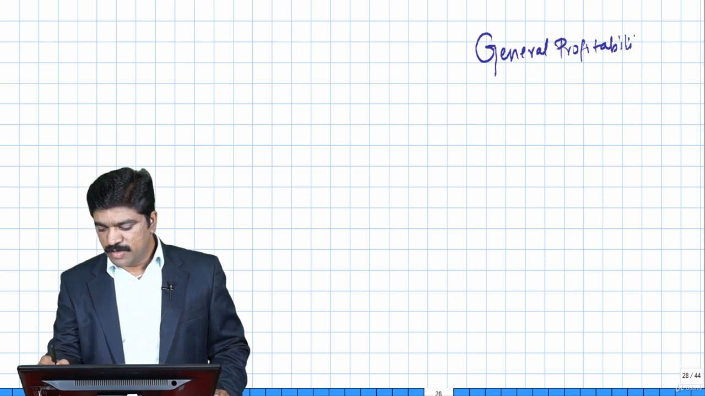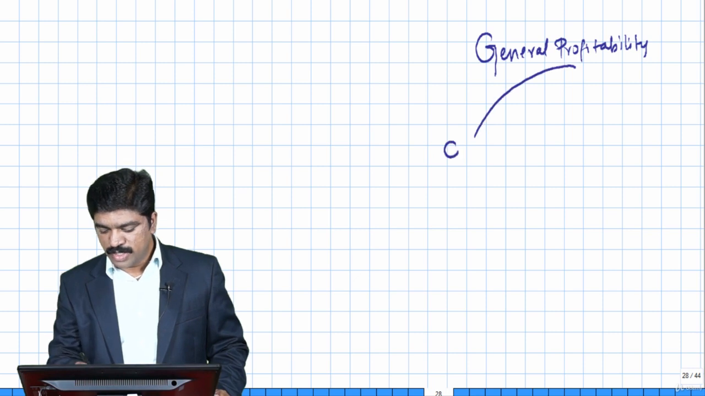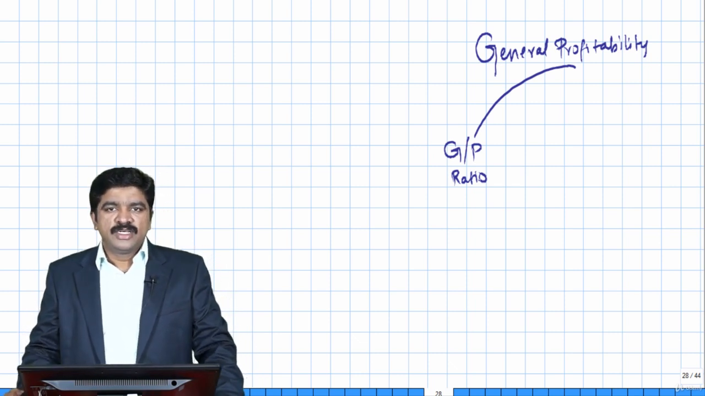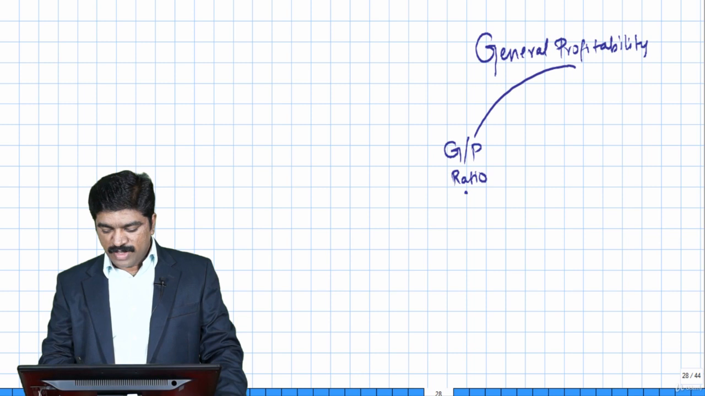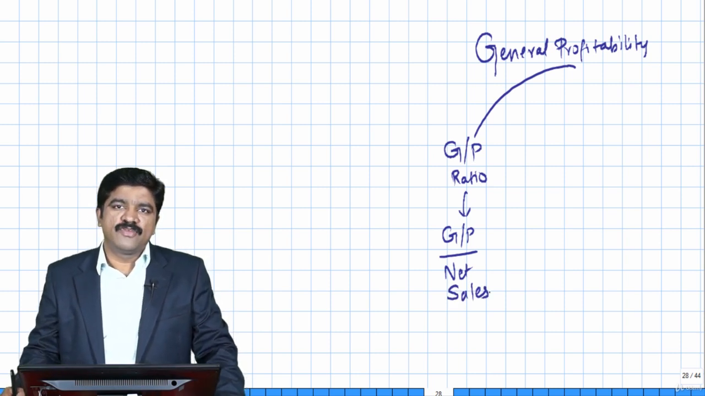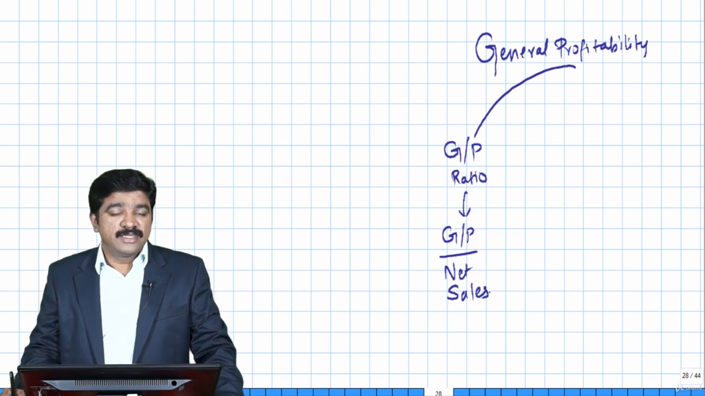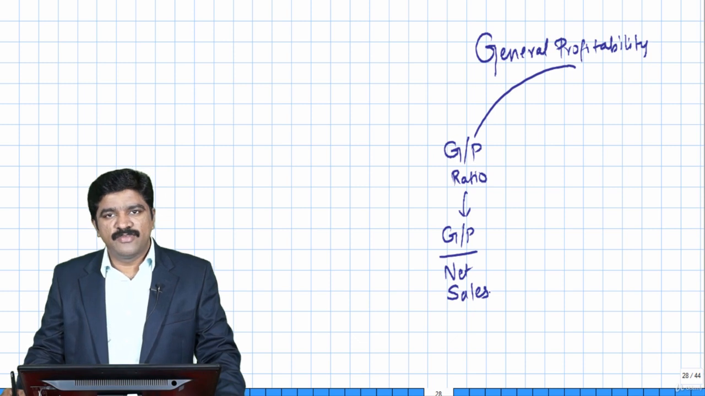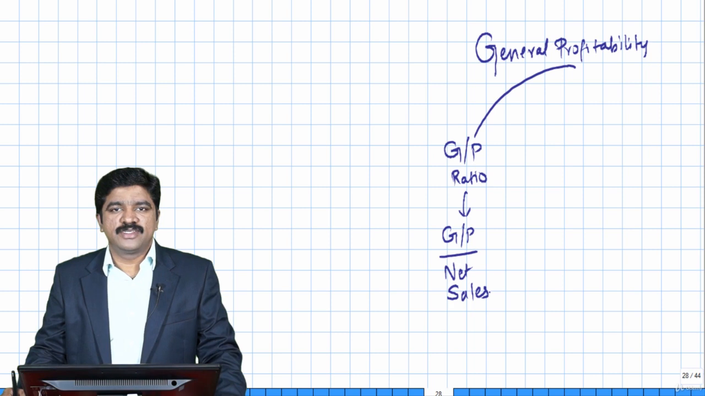In general profitability ratios, our first ratio can be gross profit ratio. I'll write it as GP ratio. The first ratio is gross profit ratio. So gross profit ratio is nothing but we will compare the gross profit of the business with the net sales of the business. So this ratio will tell us what is the gross profit we are making out of sales. And this information is very much relevant or very much required, because it is only from gross profit you are going to meet other expenses of the business.